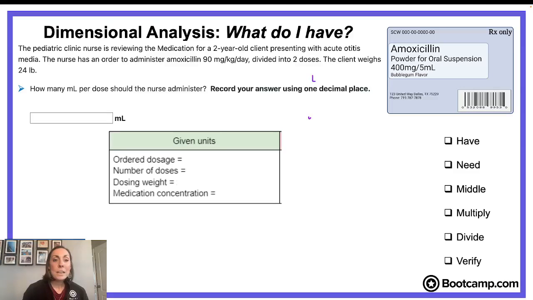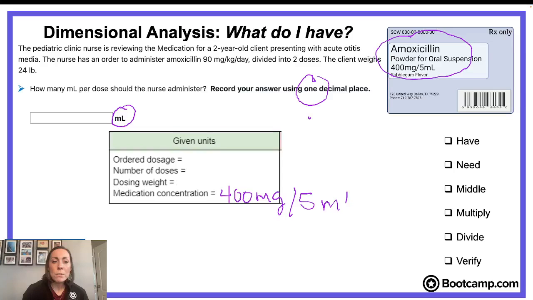Okay, so right here we see our rounding. We need to do 1 decimal place, so we'll keep that in mind for the end. We see what we're looking for, which is our milliliters, right here to the right of the answer space. And I'm going to ask myself, what do I have? So looking at our label, I'm holding this amoxicillin suspension in my hand, and I see that I have 400 milligrams of amoxicillin in 5 mLs. Some other things that I know are my given units: we have this 90 milligrams per kilogram per day. That's our ordered dose, and we're going to give this in 2 divided doses.